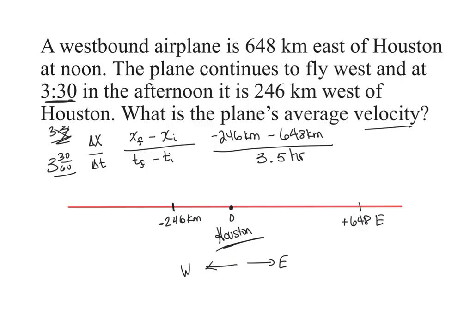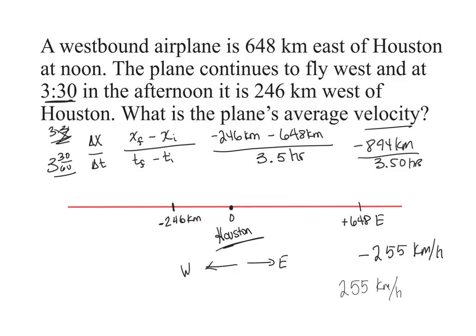And so when we subtract, we get negative 894 kilometers in 3.5 hours. When we do our division there, we get negative 255 kilometers per hour. Now that seems weird, but remember that negative just indicates direction. And so another way to write this is saying that I traveled 255 kilometers per hour to the west. That's all that negative means, that we were traveling west here.